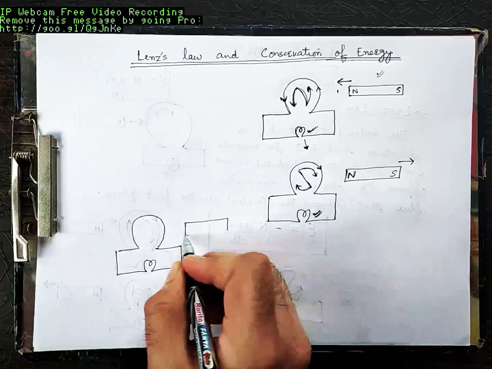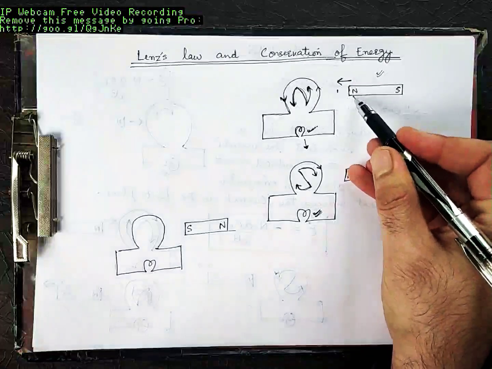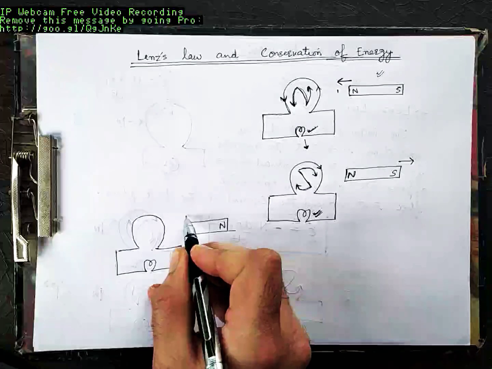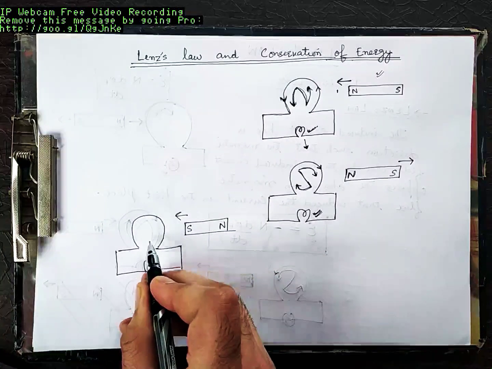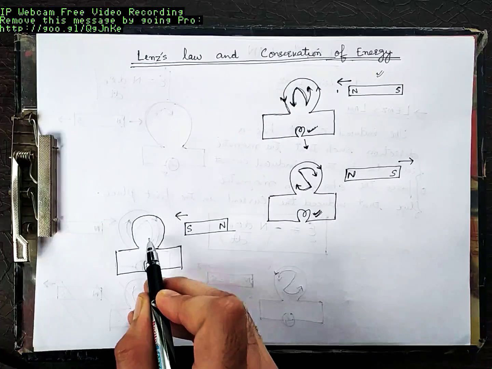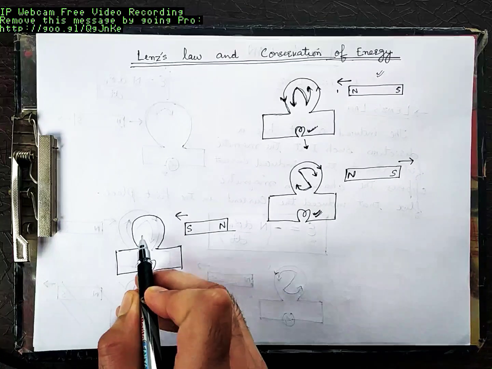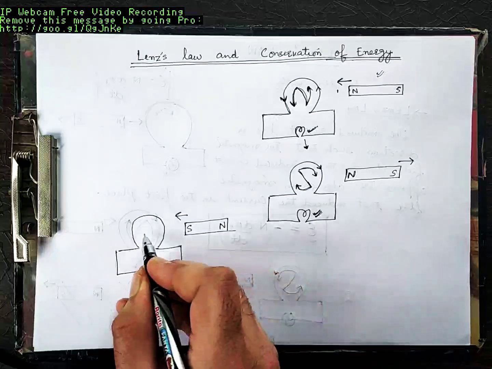Now suppose you have a South Pole here, you have a North Pole here. It's not necessary that North has to be on this side. No, you can have South on the side, North on the side. Now push this South towards this coil. When you push South towards this coil, what should this do? Should it attract the South, or should it repel the South? This should repel the South, because you are moving South towards it. It should try to oppose South and get it away from it. So this will become a South Pole.